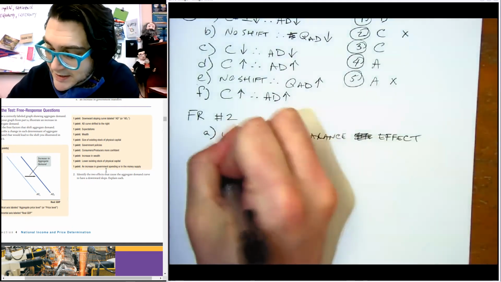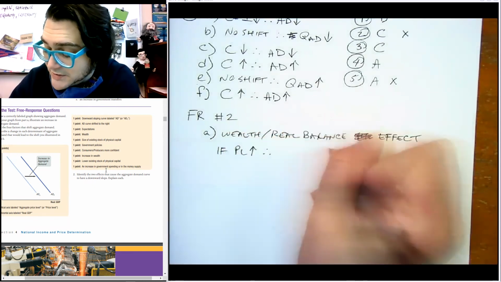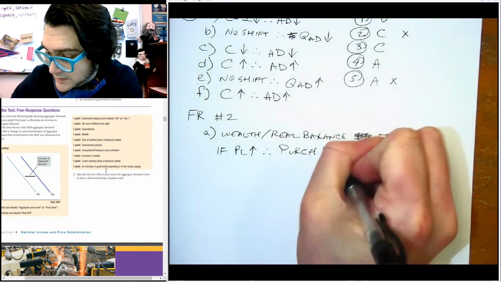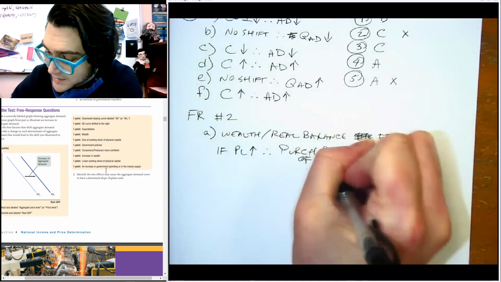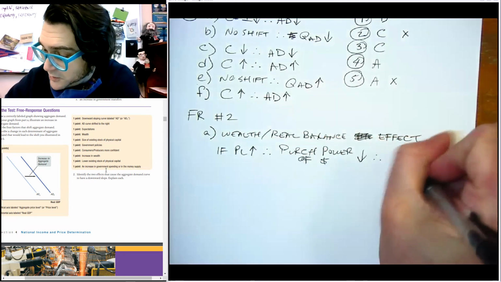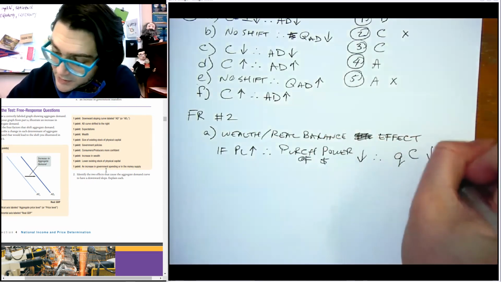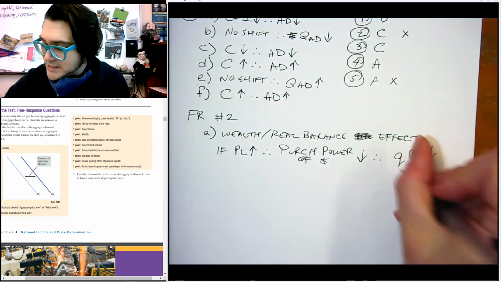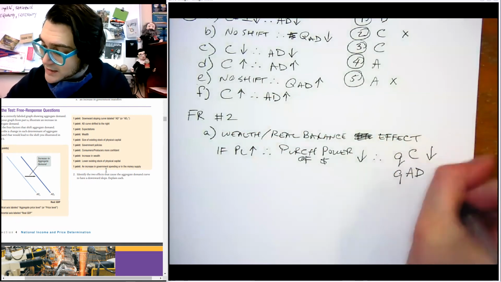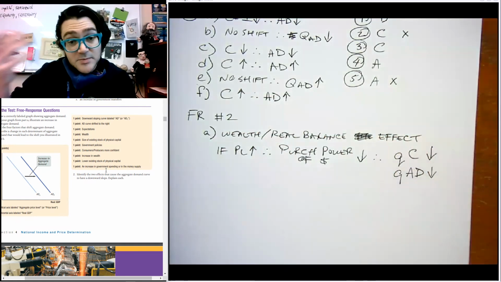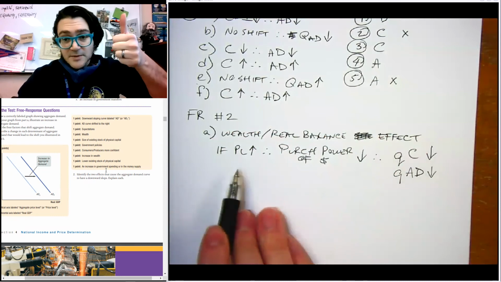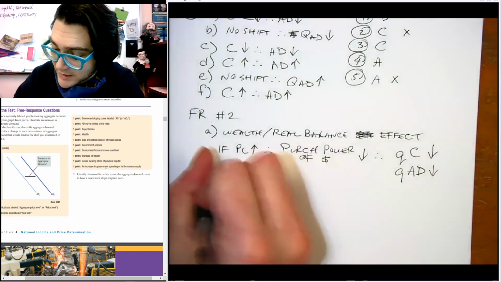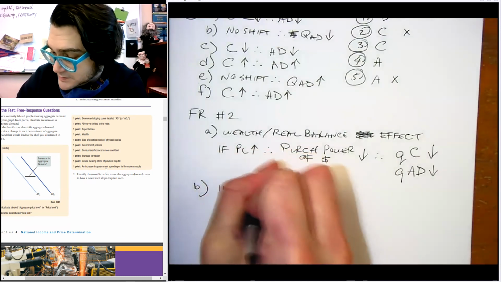This one is the idea that if the price level goes up, therefore the purchasing power of money goes down, and so the quantity of consumption goes down. That's the idea. It relates to the inverse relationship between the quantity of aggregate demand and the price level. If the price level goes up, the quantity of aggregate demand will go down, and it's because of that. Now, the second reason is called the interest rate effect.